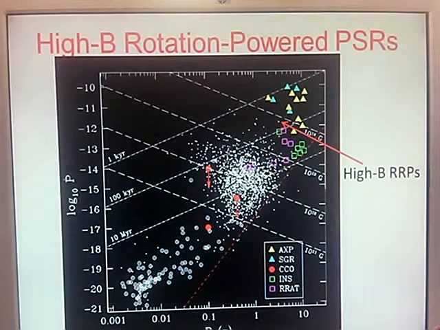So what about really bridging the gap between here and here? There are a few objects which aren't quite pulsars. Instead, they are high magnetic fields, but still rotationally powered objects. So we call them the high B rotation-powered pulsars. So they are really this kind of intermediate object between the standard pulsar and the magnetar.